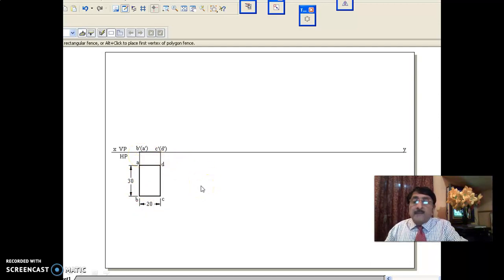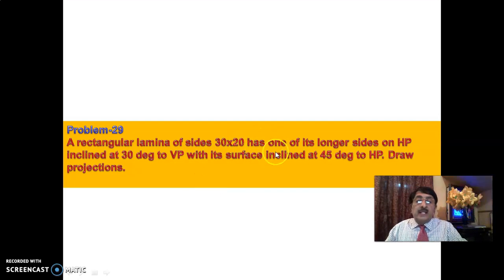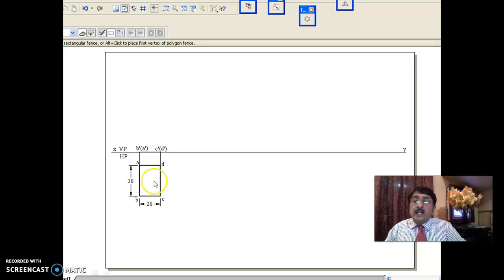Now you see here, a rectangular lamina of sides 30 by 20 has one of its longer sides on HP. Longer side on HP means whichever is the longer side, you make it perpendicular to the XY line. This you must understand clearly. If I say a rectangular lamina has one of its shorter sides on HP, then that 20 mm is perpendicular to the XY line. Now it is longer edge on HP, so you make 30 mm perpendicular to the XY line. Remember that whichever edge has to be on HP should be perpendicular to the XY line.